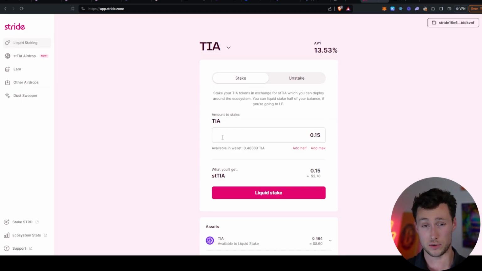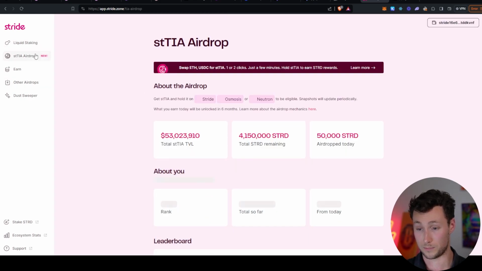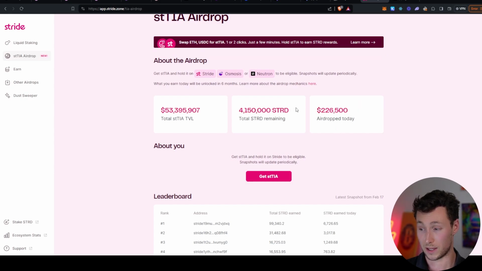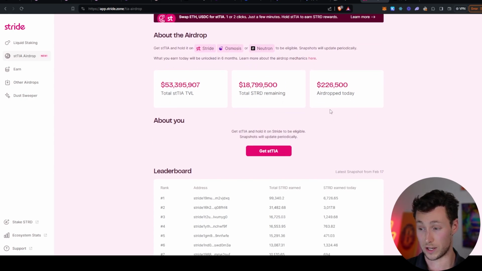Additionally, another interesting Celestia DeFi application that I came across is Stride. Stride is another liquid staking platform in Cosmos. You can also liquid stake your TIA here. You're not only going to earn 13.53% APR, however, they also have an ongoing airdrop. You can see they're airdropping their STRD, Stride token, every day.